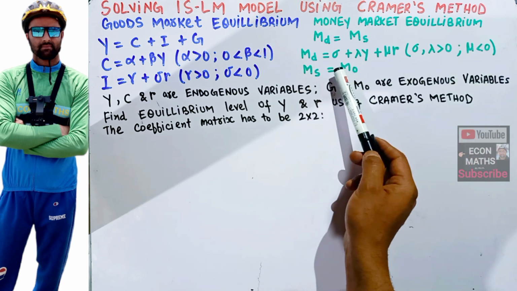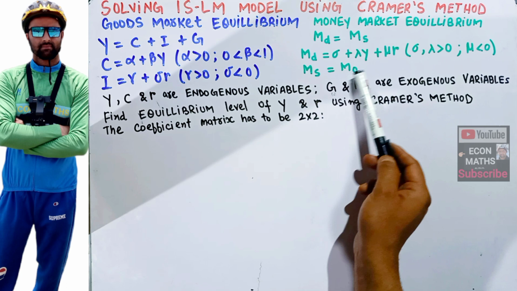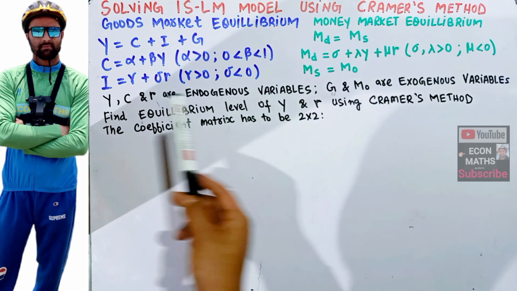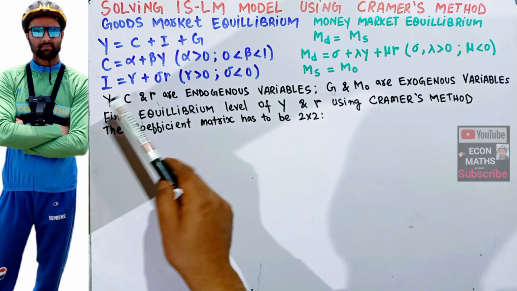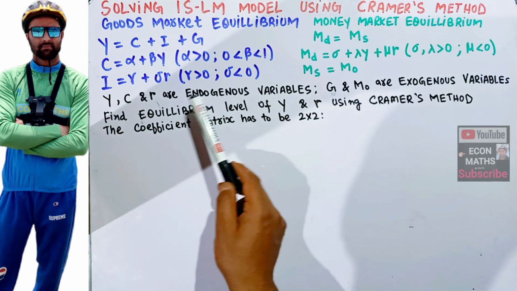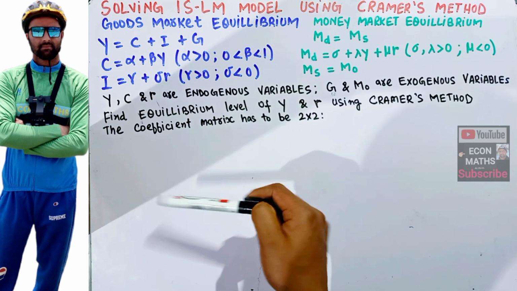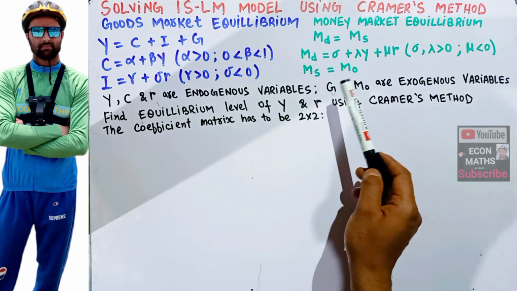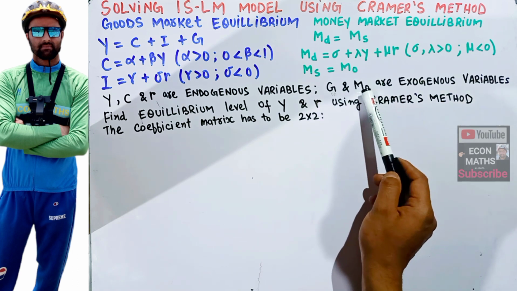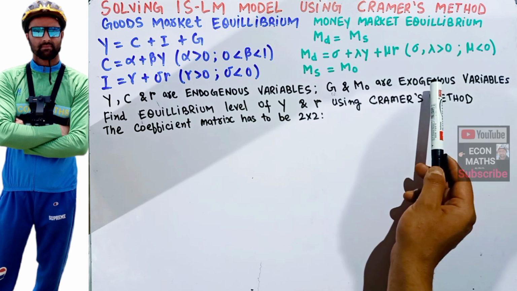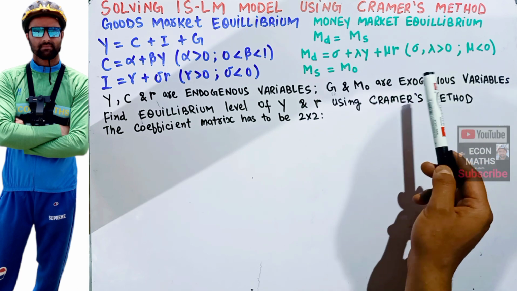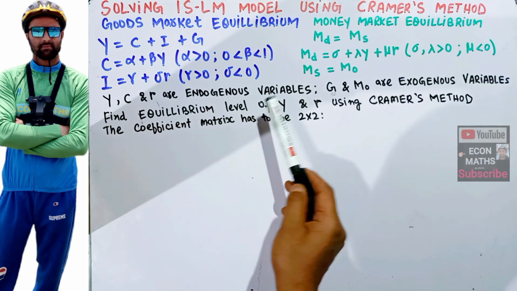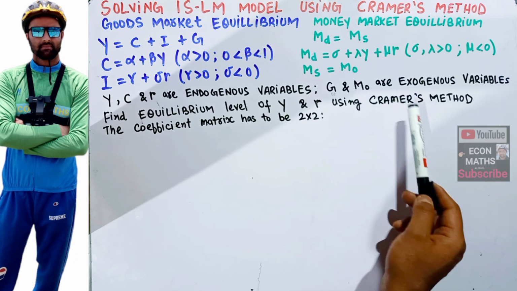And money supply is equal to M naught, which is fixed by the central authority, and we are told that Y, C and r, that is income, consumption and rate of interest, are endogenous variables that are determined within the model. That is the meaning of endogenous variables. Government spending and money supply, that is M naught, are exogenous variables that are given to us. They are determined outside the model. We have to find the equilibrium level of income and rate of interest using Cramer's method.